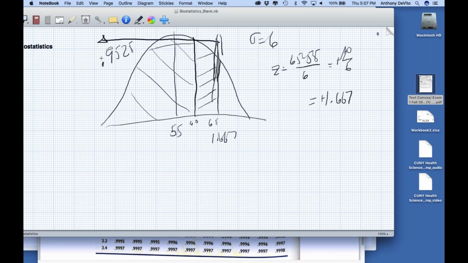This area from here down is 0.9525. If I wanted to know what percentage of this population was taller than 65 inches, it would just be 1 minus that, right? This area in here would be just 1 minus that.